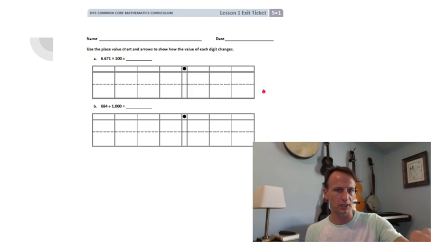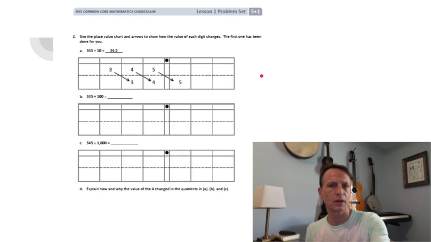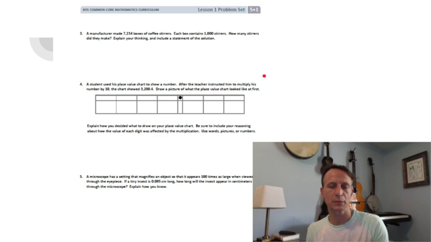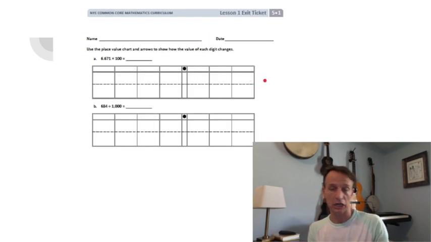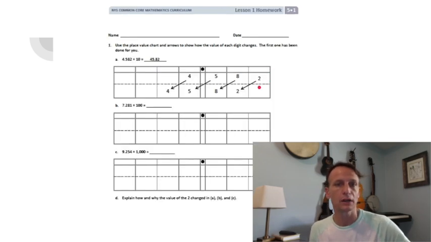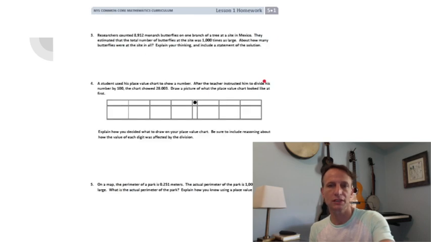Just note, important here, this one's times 100. This one's divide by 1,000, okay? And they do not tell you in the instructions here, hold on, let me go back up. No, it says use the place value chart, but it does not instruct you to label the place value chart. So I'm not going to require my students to. Ask your teacher if you're supposed to, but the homework, same thing. Same as the problem set, just different numbers. Exactly the same, just different numbers.